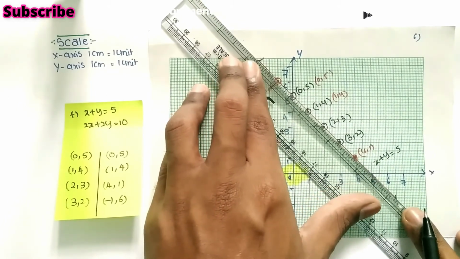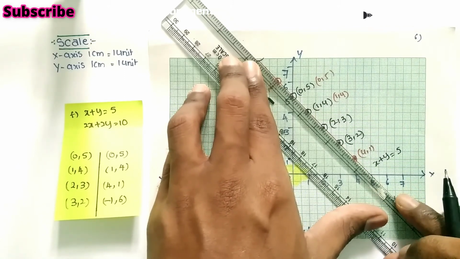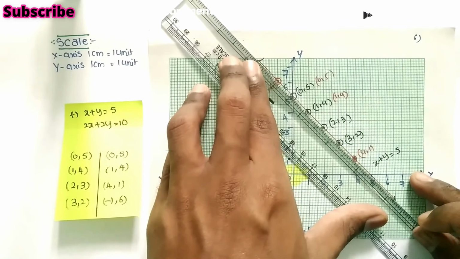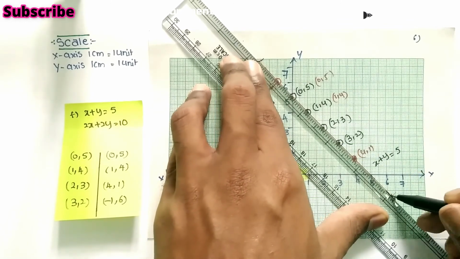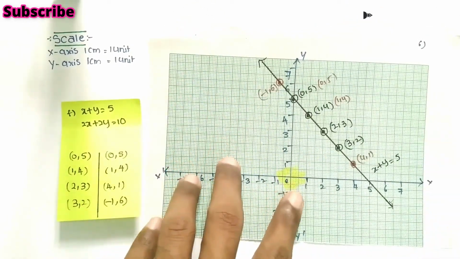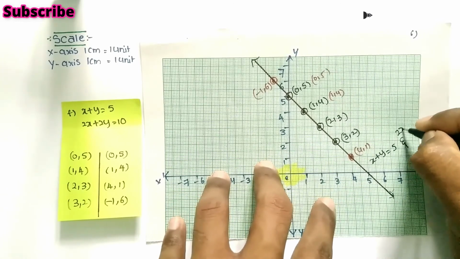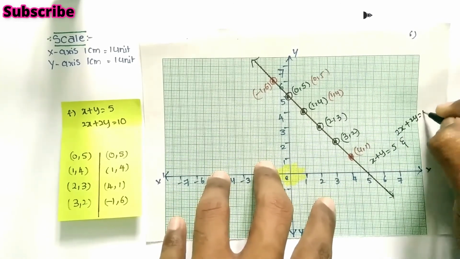What is that? Coincident lines. So these are the graphs for the given equations. Let's join all these points. Then what answer? One line, the same line we will get. So this is the line. What is this equation? You can write the same here, 2x plus 2y will be equal to 10.